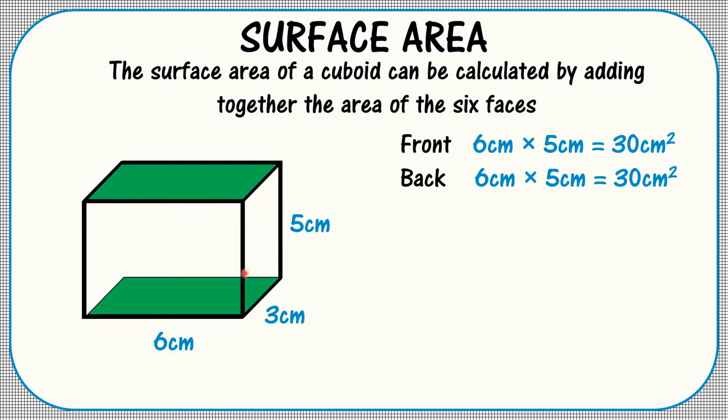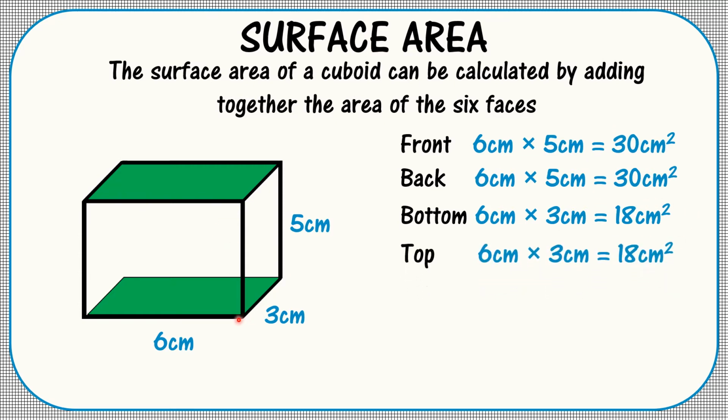The next faces which we will work out are the top and the bottom. Now the bottom is 6 centimeters multiplied by 3 centimeters. So what you would get is 6 centimeters multiplied by 3 centimeters, which equals 18 centimeters squared. The top and the bottom are the same. So if the bottom is 18 centimeters squared, the top is also 18 centimeters squared.